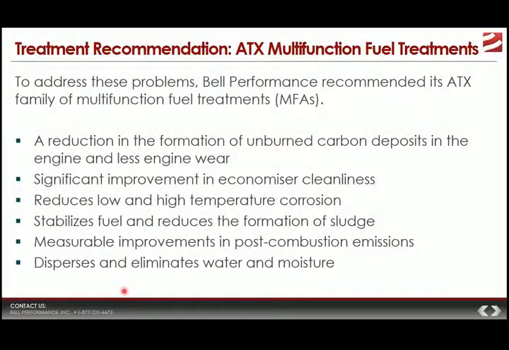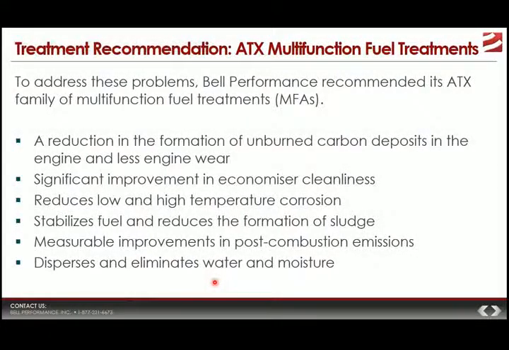They want to reduce the formation of unburned carbon deposits. They want to reduce engine wear associated with those. They want to clean economizers and keep them from getting to the condition that you saw earlier. They want to attack and reduce both low temperature corrosion and high temperature corrosion. They want to stabilize the fuel and reduce the formation of sludge dropout. And they want to produce measurable improvements in post-combustion emissions. And of course, on the storage side, disperse and eliminate water and moisture that can be inherent when you're storing marine fuel oil.